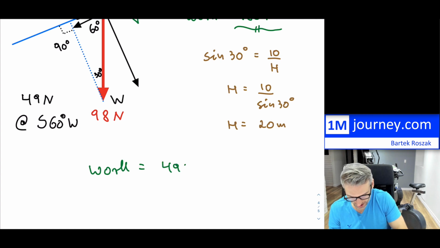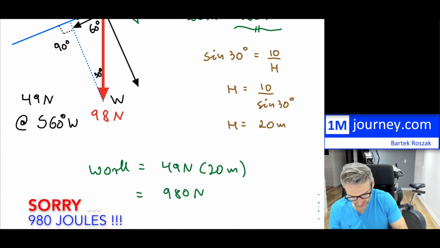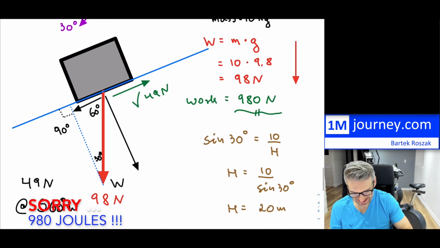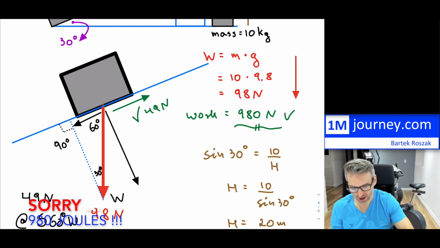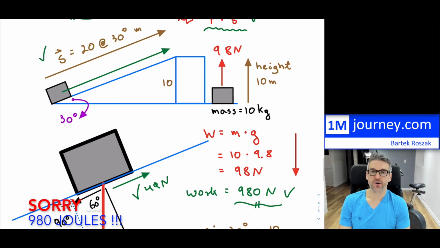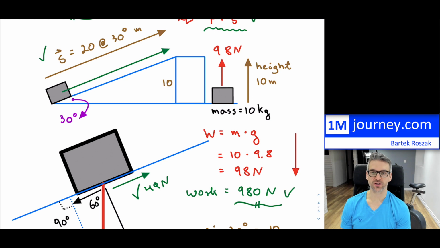It is 49 newtons multiplied by 20 meters, which again, as you can see there, is going to be 980, which is the same as just lifting the box up. Now, I do make the assumption that there is no friction on the ramp. That's highly unlikely, that you have a frictionless surface.